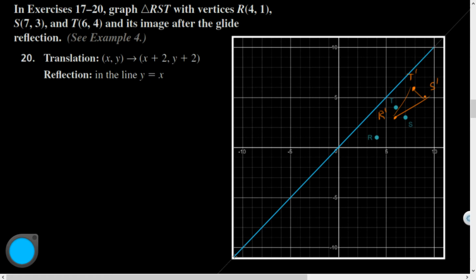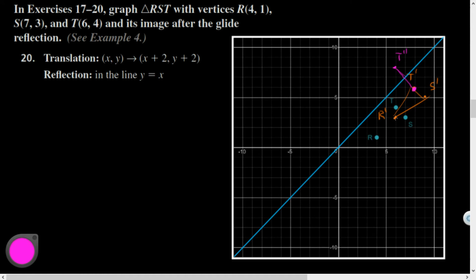But here's the line y equals x, the classic diagonal. The x and the y get swapped. So we'll do this for T prime anyway. T prime looks like it was at 8, 6. So if I go to 6, 8, that should be T double prime. And it is, in fact. And notice in terms of reflection, one diagonal and one diagonal away, that it does land in the right spot.